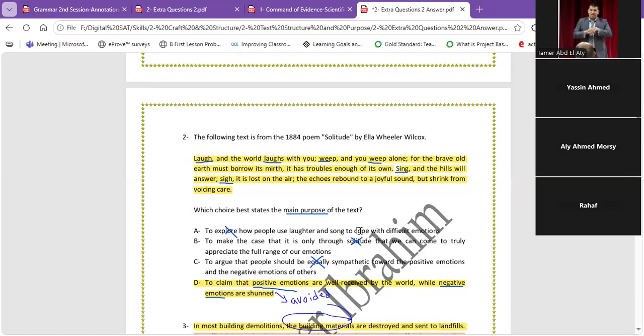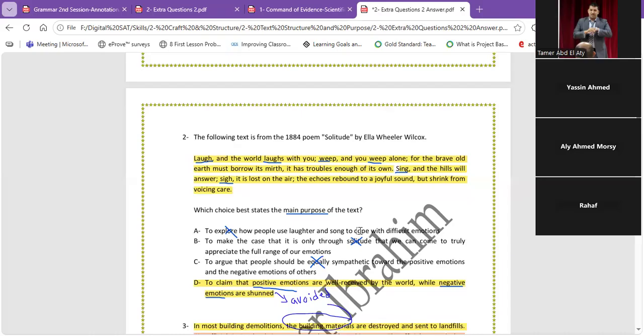Laugh and the world laughs with you. Weep and you weep alone. For the brave old earth must pour its mirth. It has troubles enough of its own. Sing and the hills will answer. sigh, it is lost on the air. The echoes rebound to a joyful sound, but shrink from a voicing care.